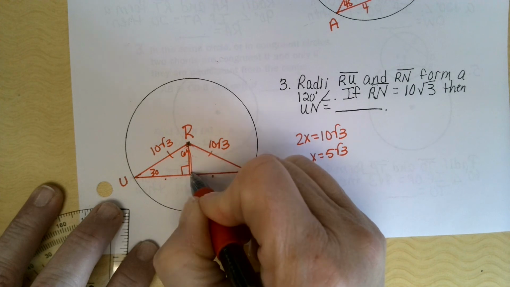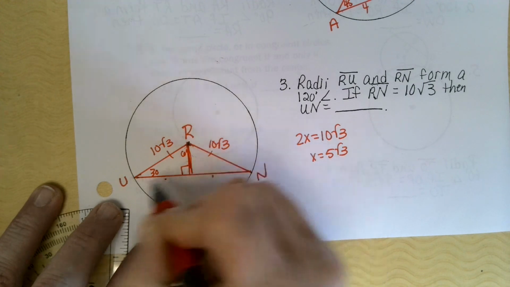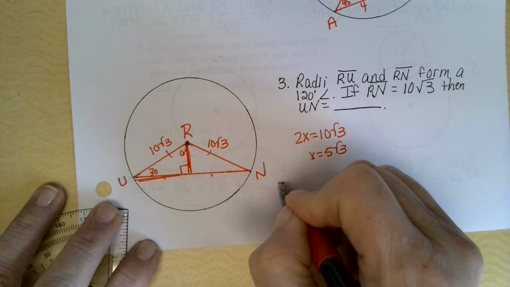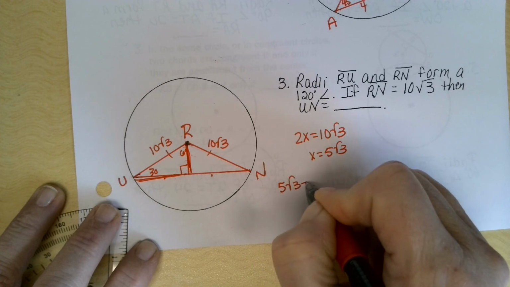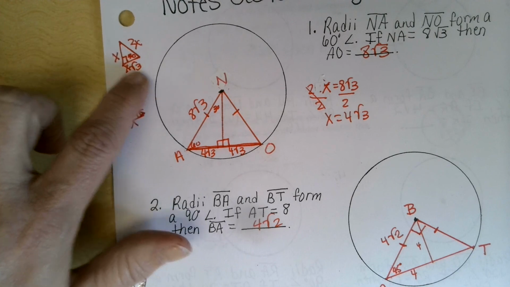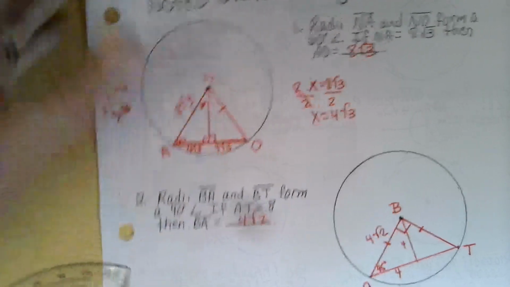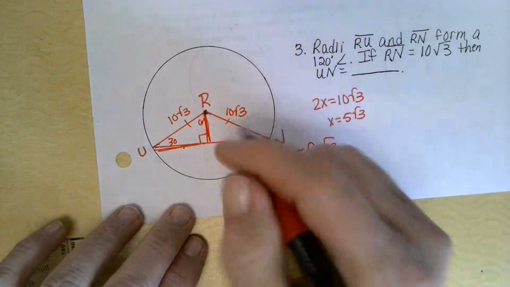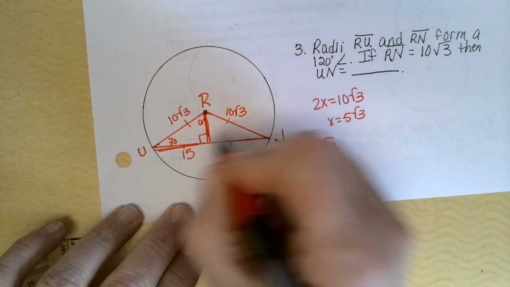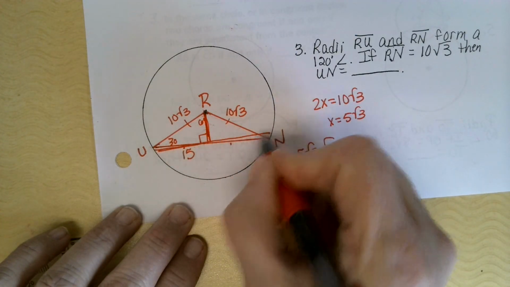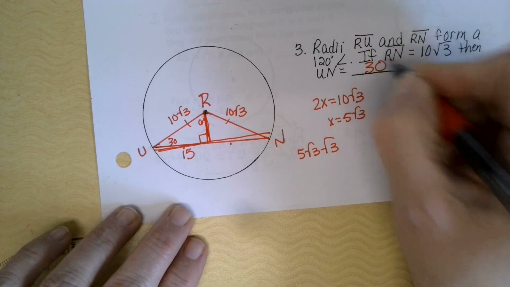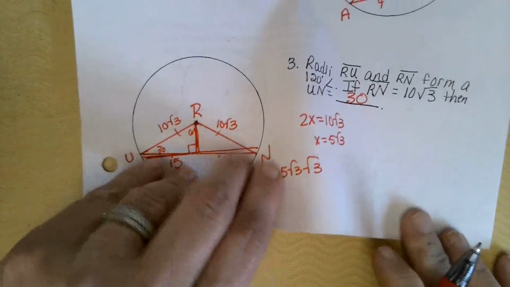So that means this is 5 radical 3, and this is 5 radical 3 radical 3. Remember, it's x radical 3, so 5 radical 3 radical 3, which is 5 times 3 and 15. The question says, what is UN? So UN is 30. Okay.